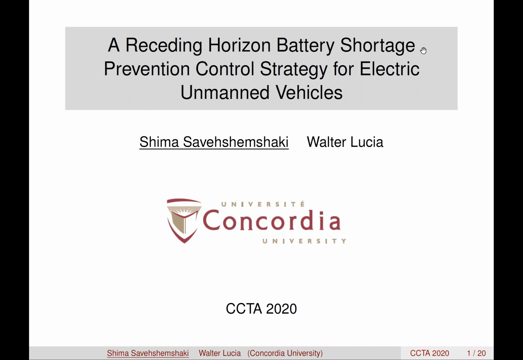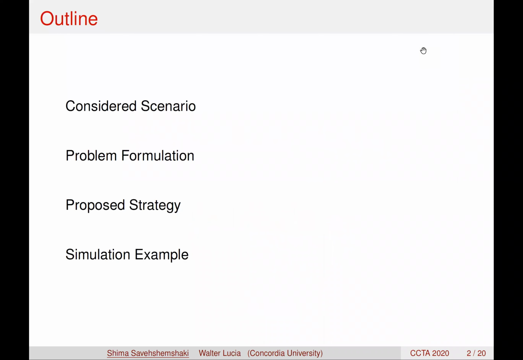Today I'm going to talk to you about our paper, A Receding Horizon Battery Shortage Prevention Control Strategy for Electric Unmanned Vehicles. My supervisor, Dr. Lucia, and I have done this work from Concordia University. The outline of this presentation is: first, I'll explain the scenario behind this work, then we'll see how the problem is formulated. After that, the way our novel strategy is proposed, and finally, we'll see some simulation examples.